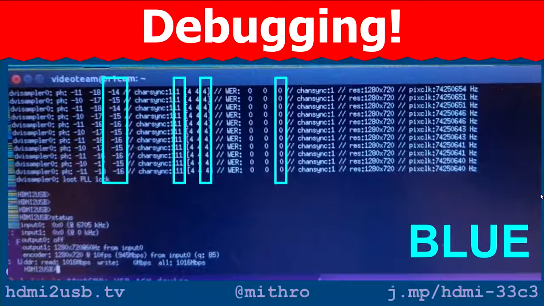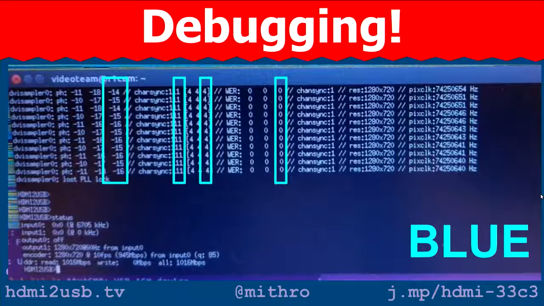So this gives us some very interesting debugging capabilities. If you plug in a cable and you're getting errors on the blue channel, but nowhere else, it's highly likely there's something wrong with that cable. This is a very powerful tool that allows us to figure out what's going wrong in a system.